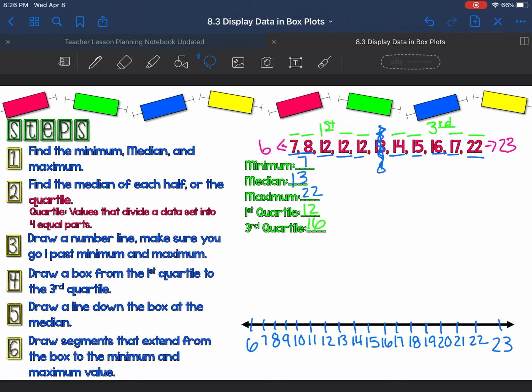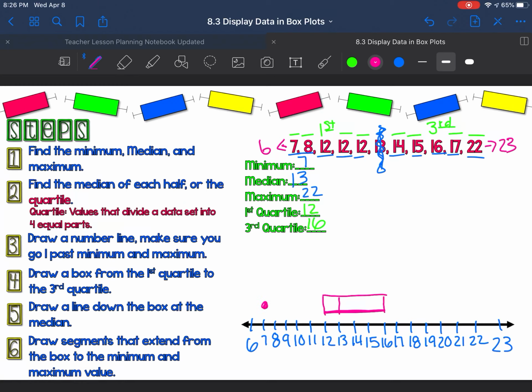Paste. All right, for technology. Okay, so I have that. Now I can go ahead and get started. Once again, I'm going to draw a median, a line at my 13. I'm going to do one at 12. I'm going to come over here and do one again at 16. I'm going to connect all my lines. Now I have my box.